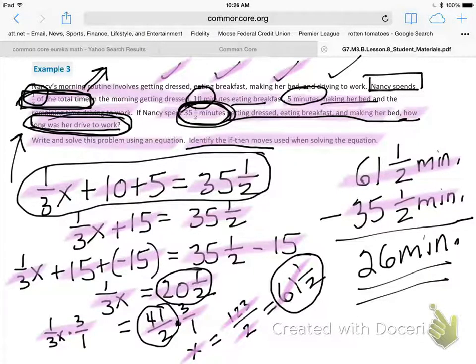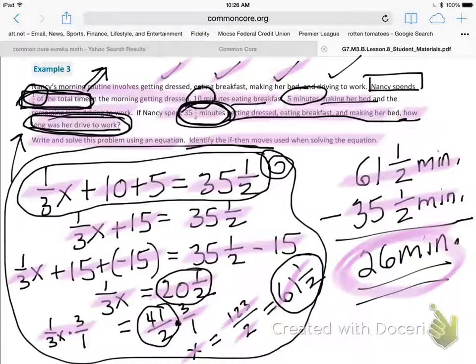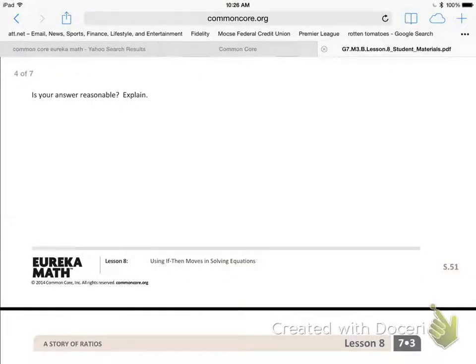So sometimes you're going to do a lot of work before you even get to answer the question. All of this work that we did here led to the answer, but it wasn't the answer in and of itself, but it led to the answer, which is right here. Now this question here, is your answer reasonable? Explain, is a very, very important one.